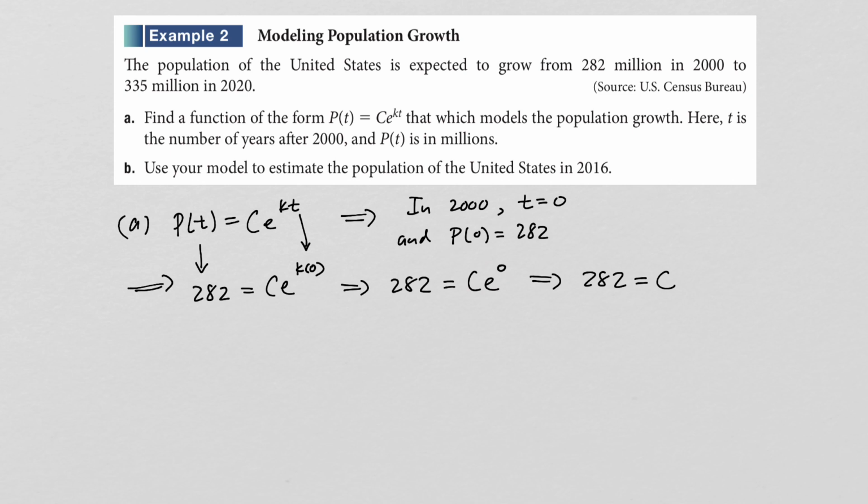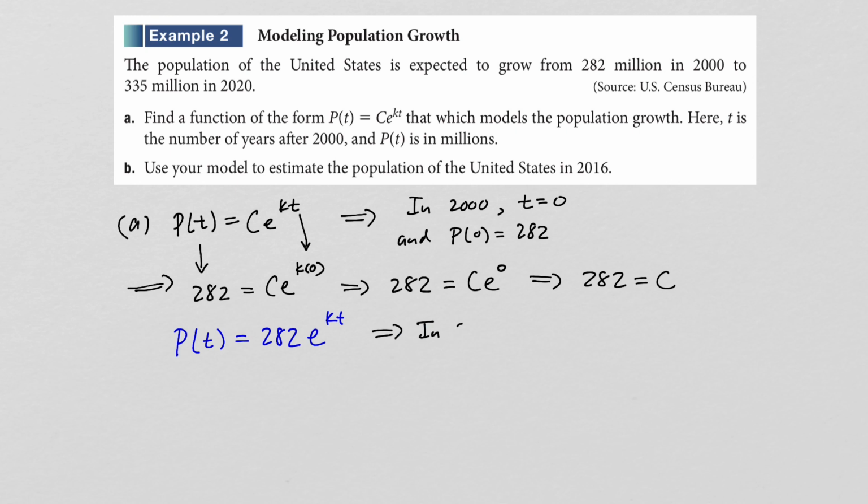And now that we know what C is, we can say that the population model, P of t, if I just take this value of C and plug it back into the original equation here, we get 282 times e to the kt. Now, to completely model this population growth, we also need to know what k is. To figure out what k is, we have to use some other information, right? They also told us that there will be 335 million people in 2020.